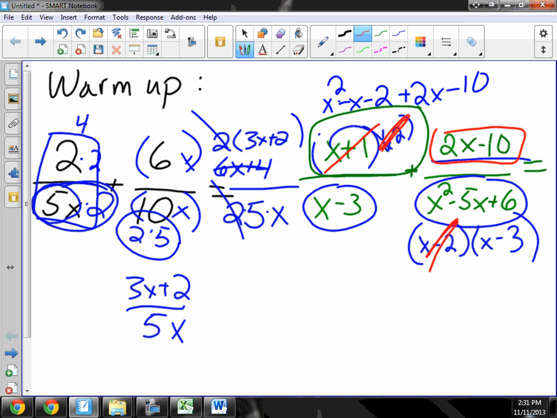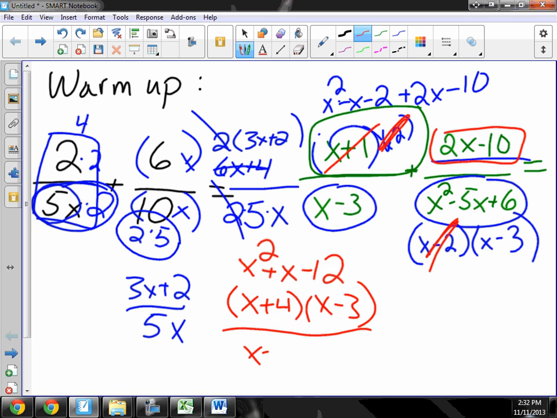So on top I get x squared, negative x and 2x is plus x, negative 2 and negative 10 is minus 12. Does that factor? X plus 4 times x minus 3 over x minus 2 times x minus 3. The x minus 3's cancel, and my answer is just x plus 4 over x minus 2.